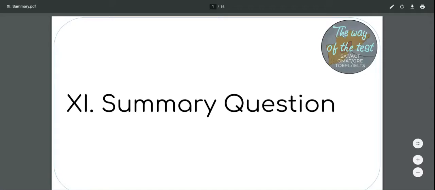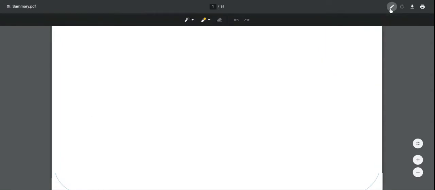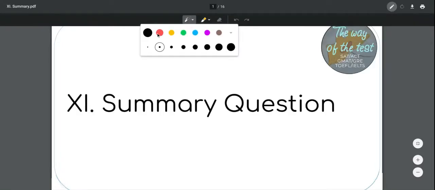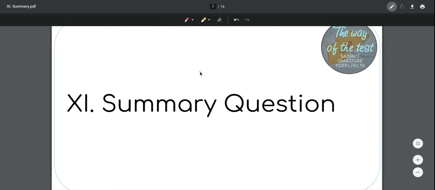Hi everyone. We are almost getting ready to finish the question types. We only have two more question types left. The first one we're going to see is the summary question types. So far, all of the question types that we have seen are worth 1 point each, which means if you get it right, you have 1 point. If you get it wrong, you have 0. These question types are worth more than that.